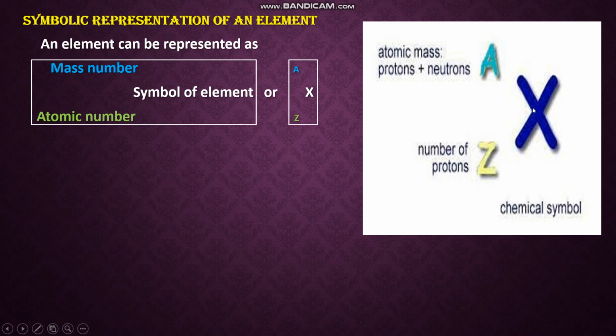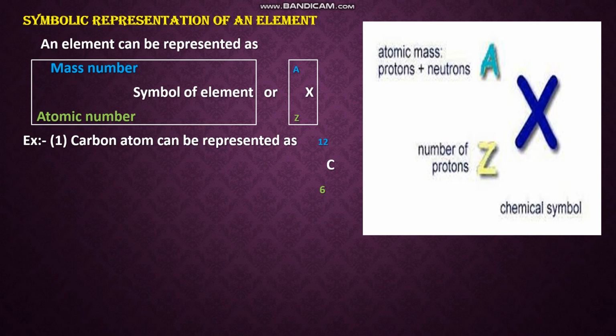So, X is the chemical symbol of the element. As a subscript, we write the number of protons, or atomic number, or number of electrons, Z. As a superscript, we write the mass number, that means protons plus neutrons. Let us see some examples.